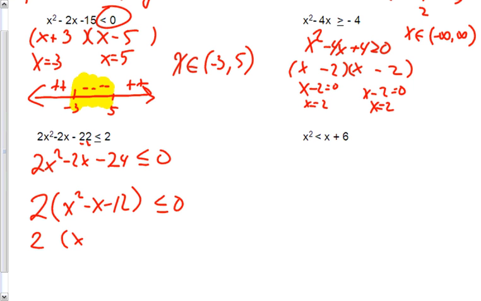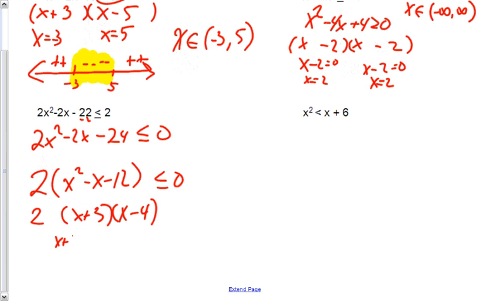This factors to x plus 3, x minus 4. Set them equal. X plus 3 equals 0. X minus 4 equals 0. You get x equals minus 3. X equals 4. Okay, sign chart time.